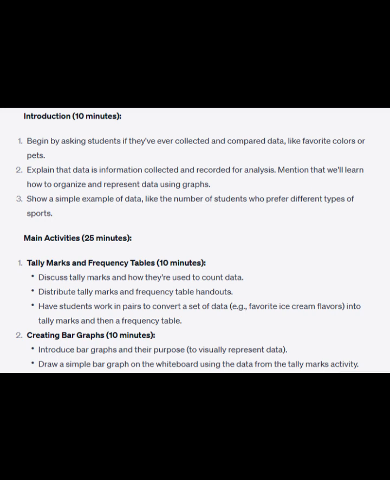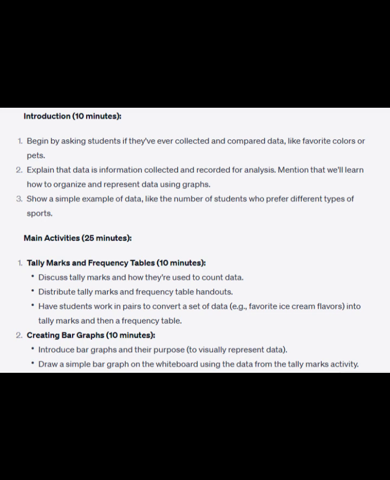Introduction: 10 minutes. Begin by asking students if they have ever collected and compared data, like favorite colors or pets. Explain that data is information collected and recorded for analysis. Mention that we'll learn how to organize and represent data using graphs. Show a simple example of data, like the number of students who prefer different types of sports.